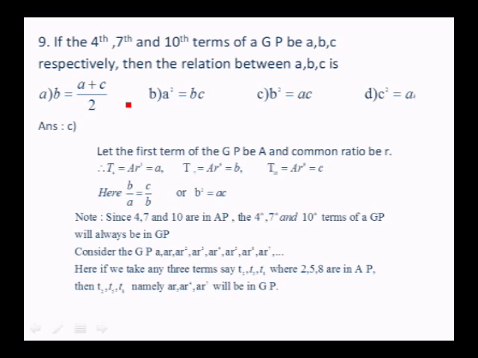Here, he has given that a, b, c are in GP, therefore b by a is equal to c by b, therefore b square is equal to ac. So if you take the 4th, 7th and 10th terms, you get b square is equal to ac. So in other words, you can do like this also.